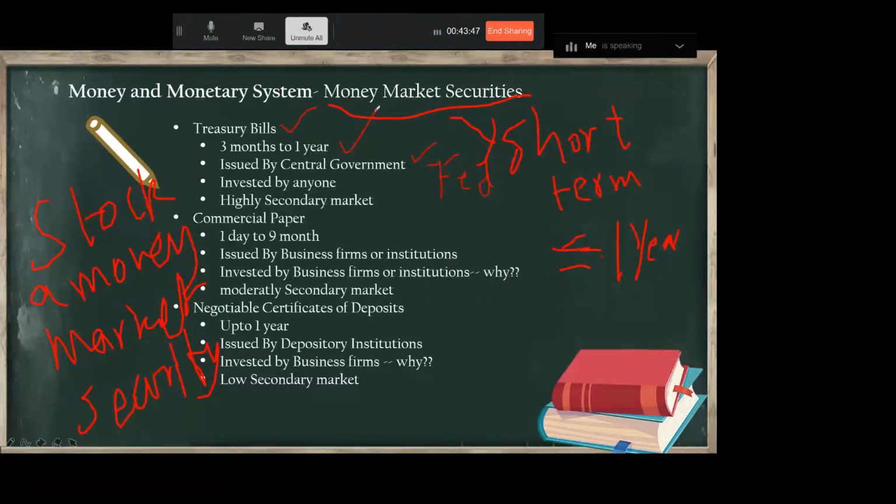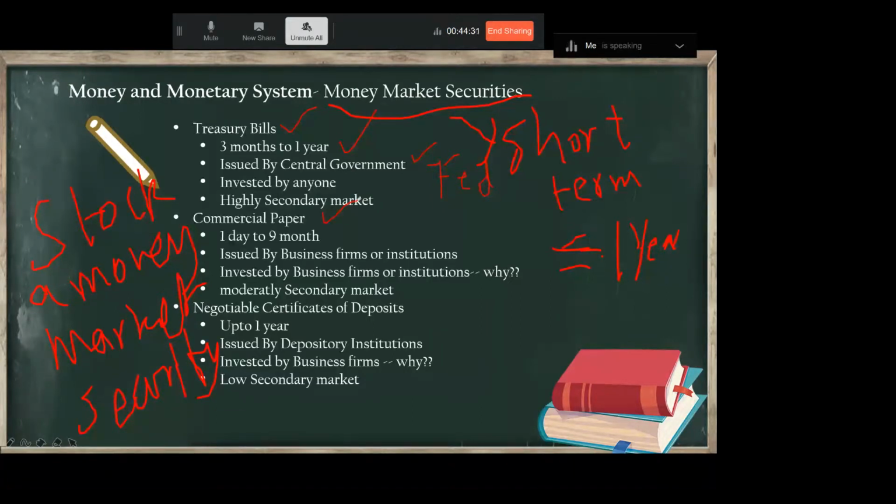Then we come to commercial paper. What is commercial paper? It's a short-term unsecured promise. So its maturity time is less than 1 year as well, because the maturity time of all money market instruments is less than 1 year. That we know by definition. Now, what's the difference? Why do we have commercial paper? So remember one thing.